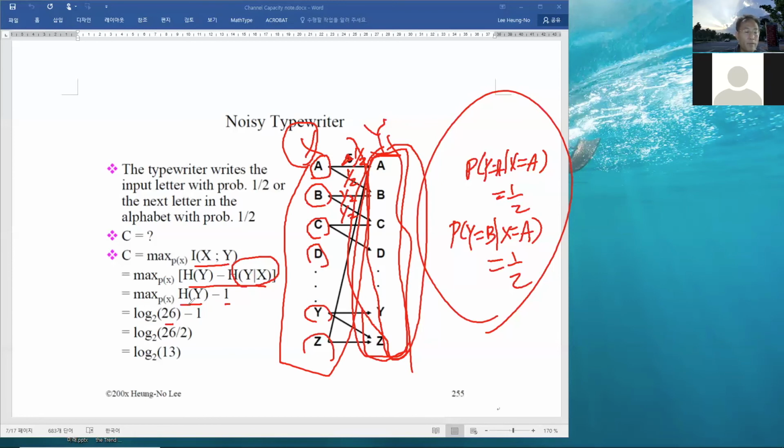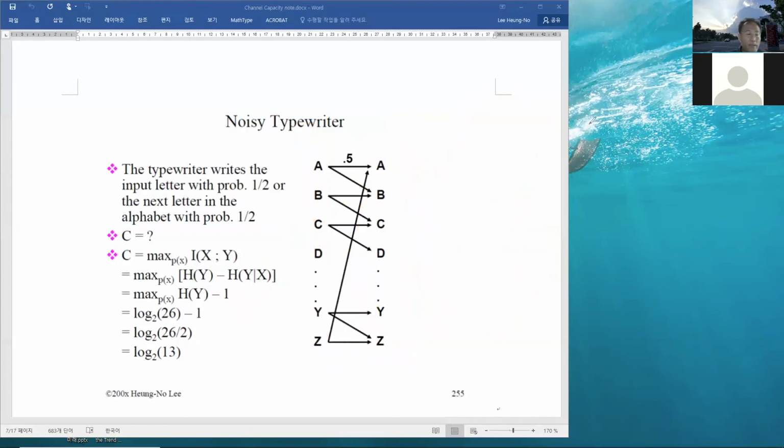So that is log 2 of 26 for the entropy of y, and since this one is log 2 of 2, using this minus sign here, move that into the ratio, right? 26 over 2. Then the capacity is log 2 of 13. Okay. All right, so that's the capacity, log 2 of 13. That's the capacity of the noisy typewriter.